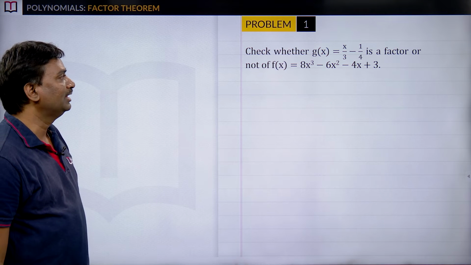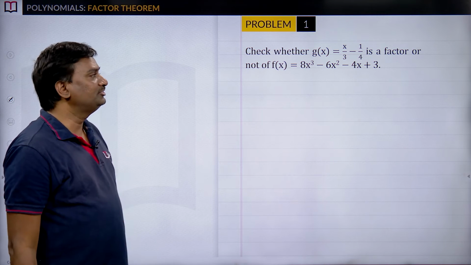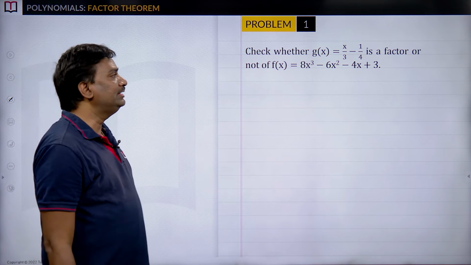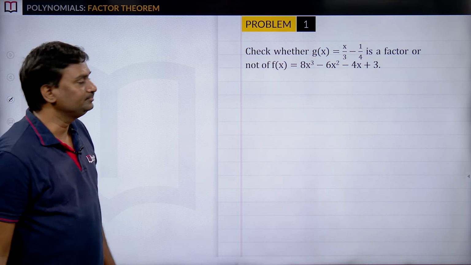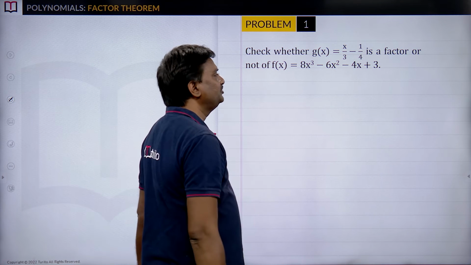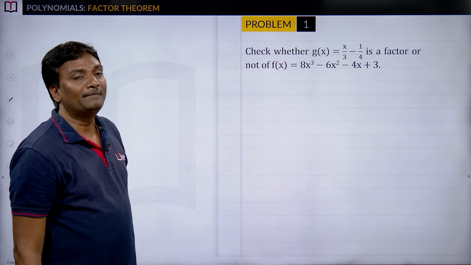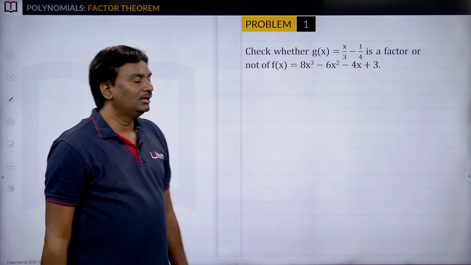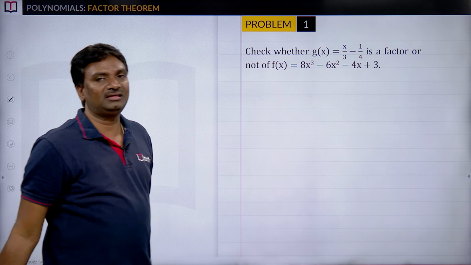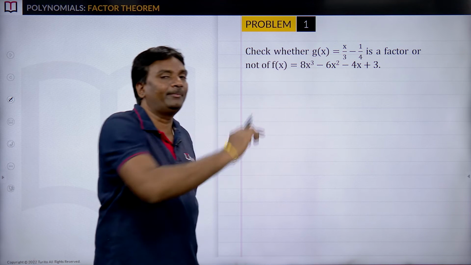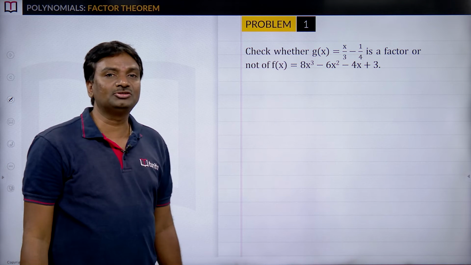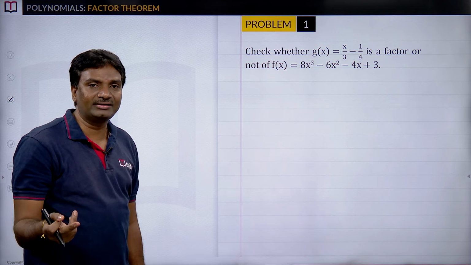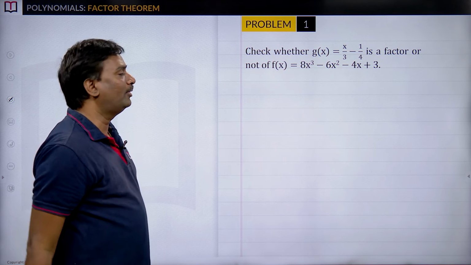So problem number 1. Check whether g of x equal to x by 3 minus 1 by 4 is a factor or not for the polynomial f of x equal to 8x cube minus 6x square minus 4x plus 3. So here two polynomials are given. First polynomial is linear polynomial, second polynomial is cubic polynomial. We have to check whether the first polynomial is a factor or not for the second polynomial.